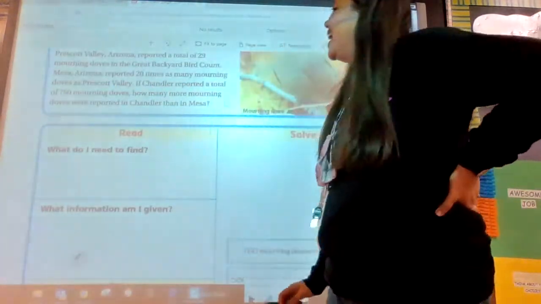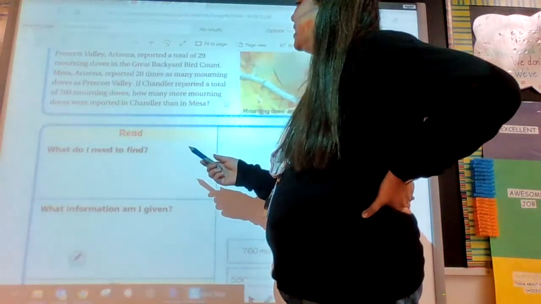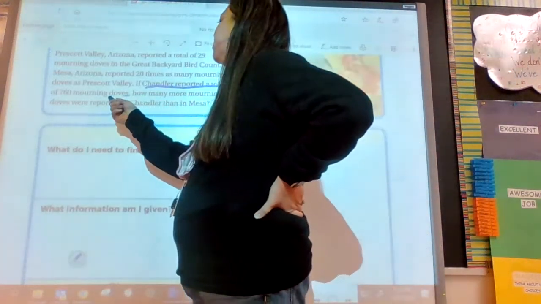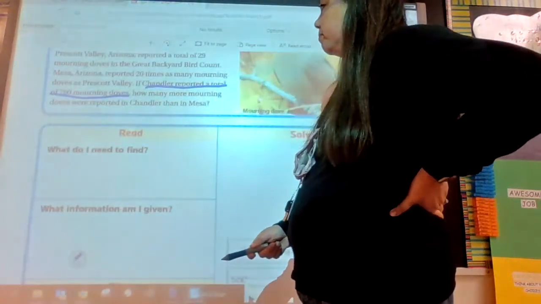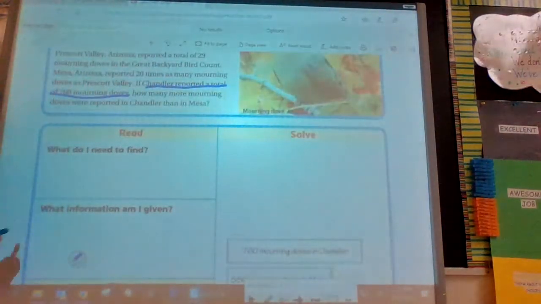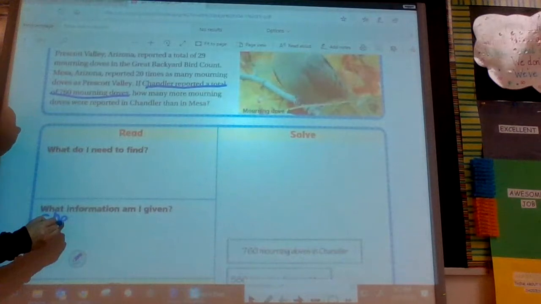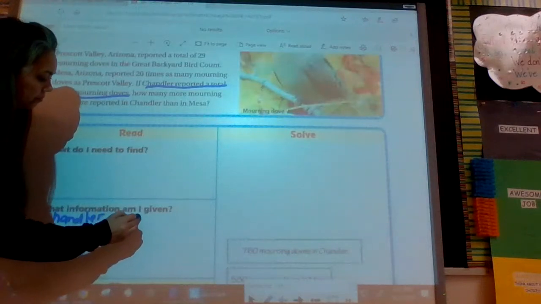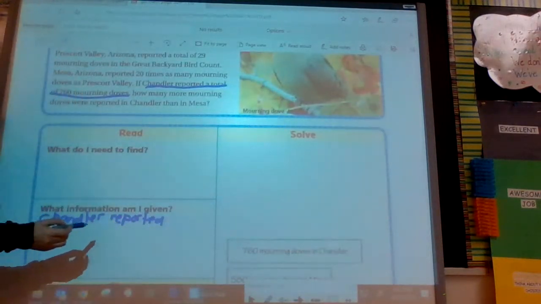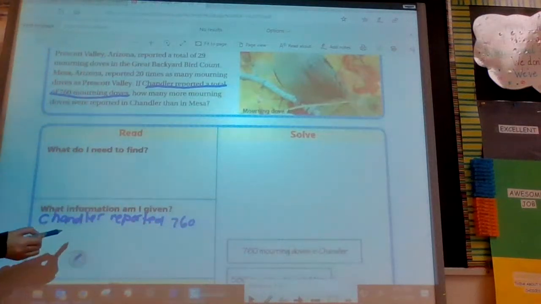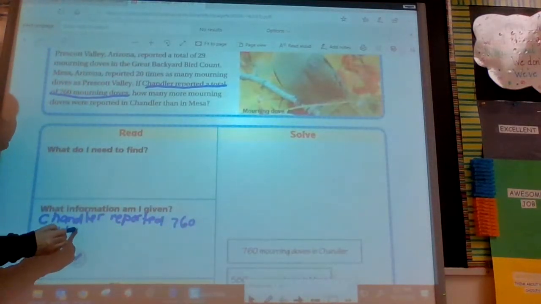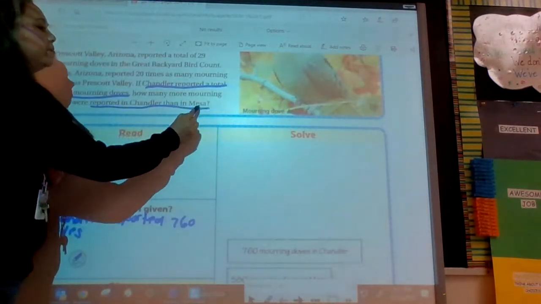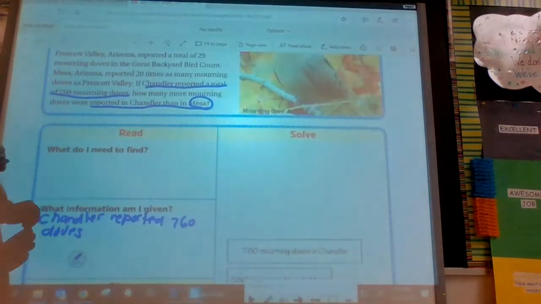So let me come up in here into this question here, and I can see that it is telling me something specific about Chandler. Chandler reported a total of 760 mourning doves. So I know that Chandler, so that's something I'm going to write down, because that's going to help me. Reported 760 doves. Just to shorten that up. But that's really not enough to answer the question on how many more were in Chandler than in Mesa.